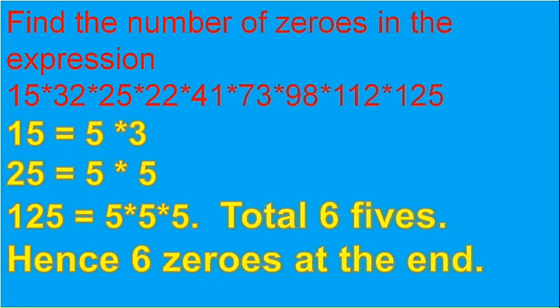So once we count the 5s, 6 5s are there. Okay, total 6 5s are there. Hence there will be 6 zeros at the end. And this also depends upon the number of 2s. Okay, so the answer is 6 zeros at the end.